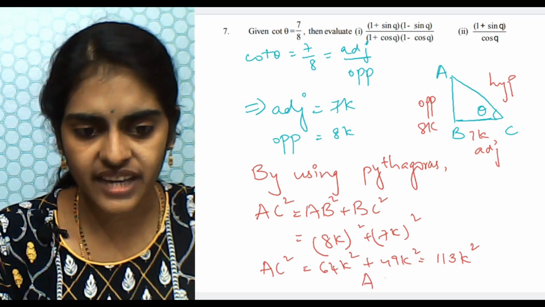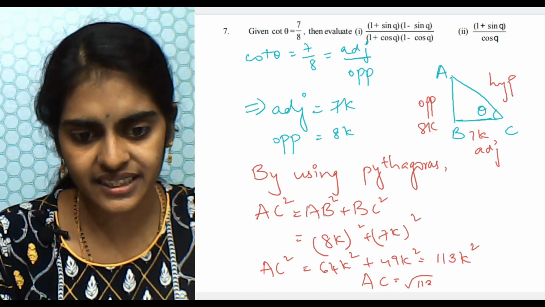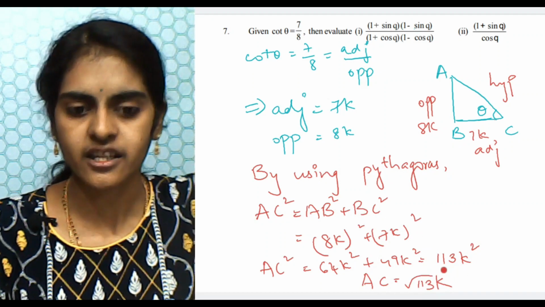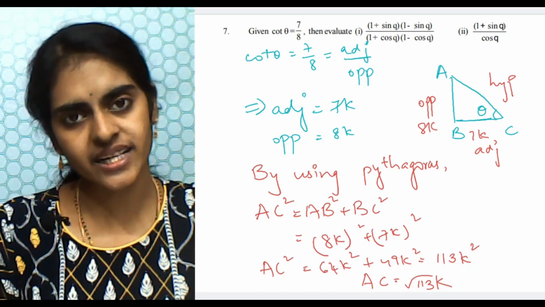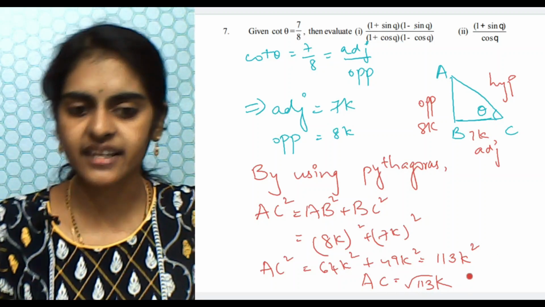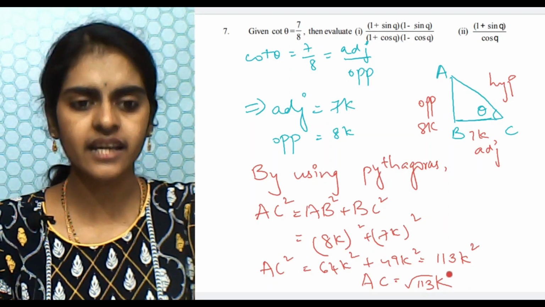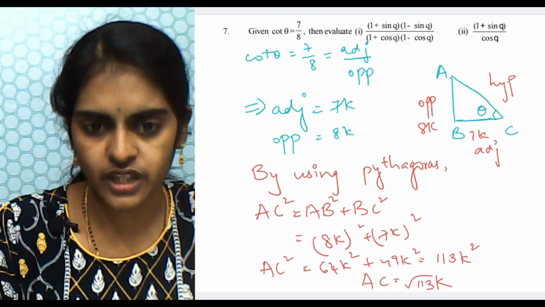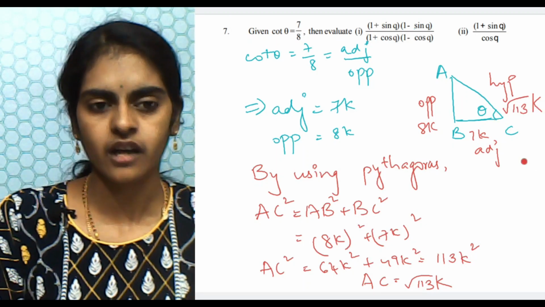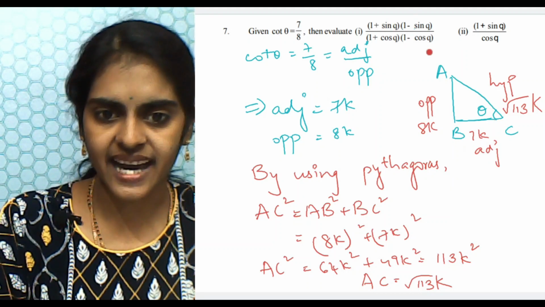So what is the value of AC? AC is under root 113, and k square becomes k. Got my point? Taking root of k square is k. So it is root 113 k. Understood? K doesn't have a square root over it. Clear? So I got the value of hypotenuse as root 113k. Got it? Now let me take sine and cos values.